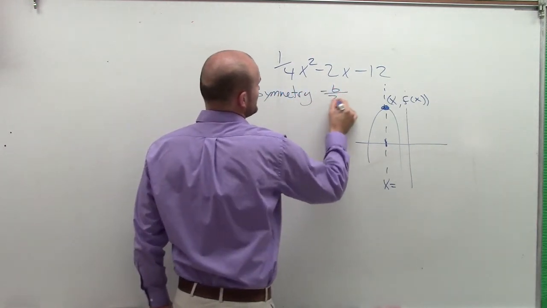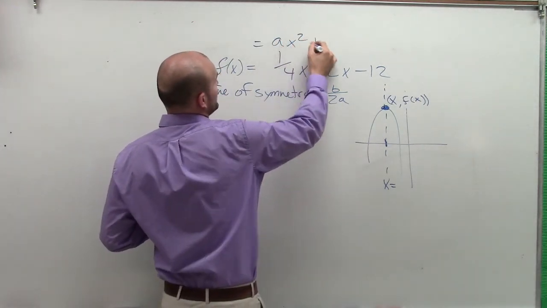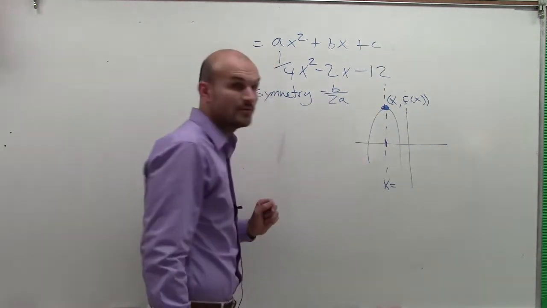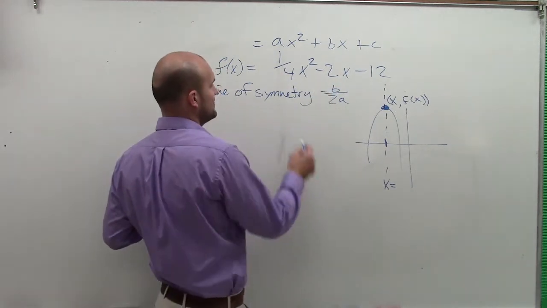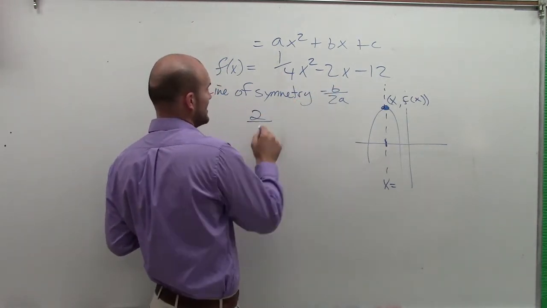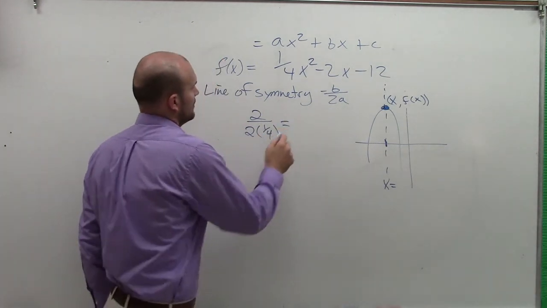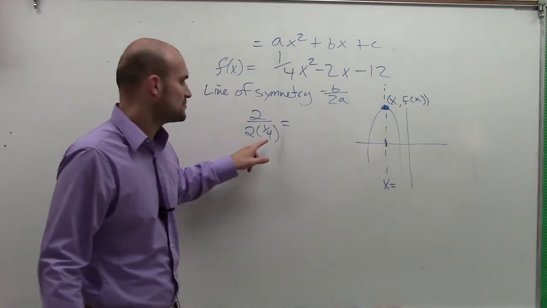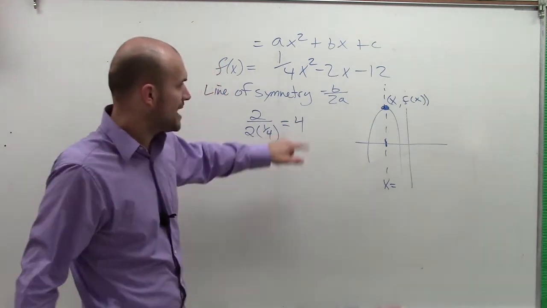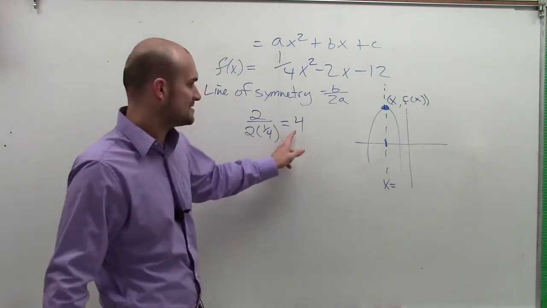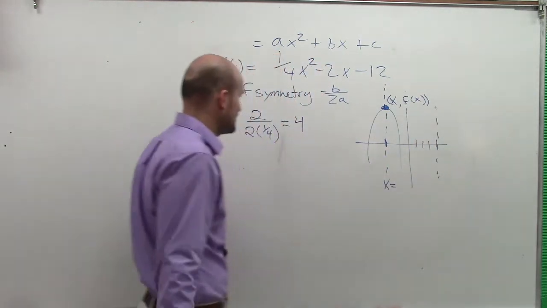by opposite of b divided by 2a. So remember the definition of a quadratic, ax squared plus bx plus c. What we're going to do is take the opposite of b, which would be 2, and divide it by 2 times a, which is 1/4. So 2 times 1/4 is 1/2. 2 divided by 1/2 is going to be 4. So my axis of symmetry is actually over here. 1, 2, 3, 4. That's my axis of symmetry right there.